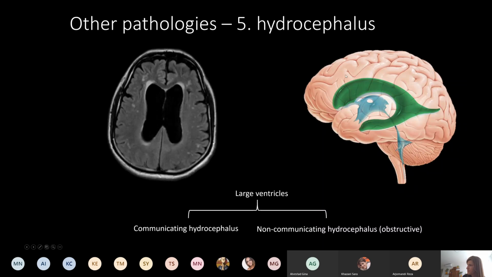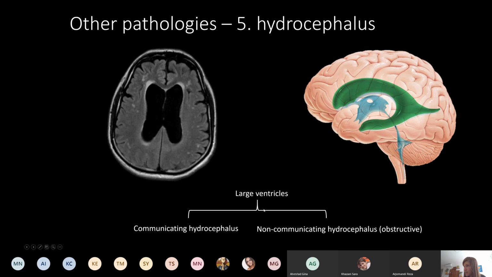There is just a reminder about how CSF is moving in the brain. It's produced in the lateral ventricles, and then it goes through the foramen of Monro to the third ventricle, then the cerebral aqueduct, fourth ventricle, and then it exits through the foramen of Magendie and Luschka, and then it gets absorbed in the arachnoid granules.